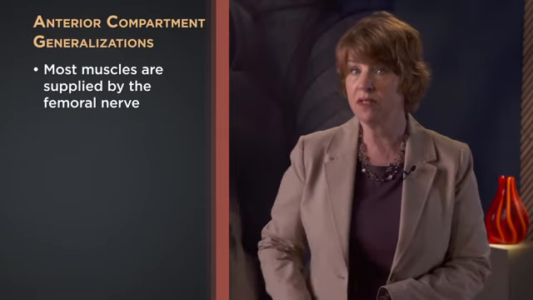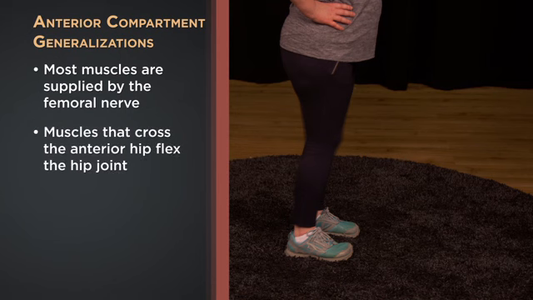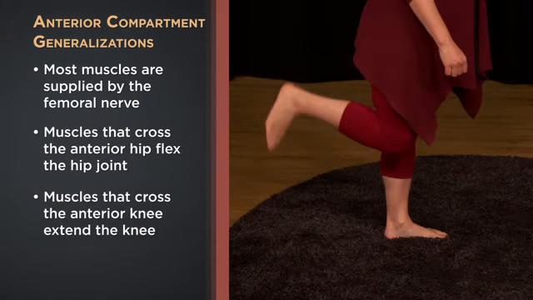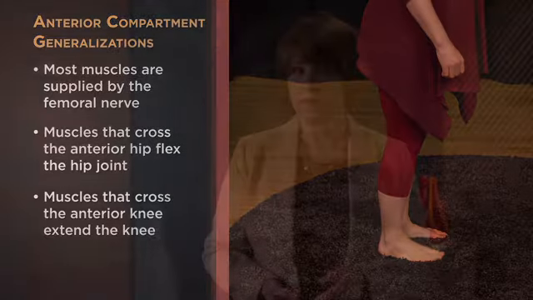Remember that most of these muscles are supplied by the femoral nerve, which is composed of lumbar plexus ventral rami L2, L3, and L4. And in terms of function, any of these muscles that cross the anterior hip will flex the hip, while those that cross the anterior knee will extend the knee, among other functions. Let's start with the most proximal anterior compartment muscle.